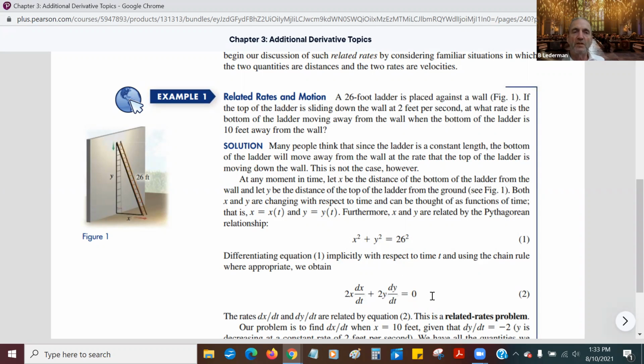I just made this big giant mess, but really it's not such a big giant mess, because we know x and we know y. They're giving us that. They're saying it's 10 feet away from the wall, which means x equals 10. And I can figure out y at that point with the Pythagorean theorem, because the ladder is always 26, that never changes. So 10 squared plus y squared equals 26 squared. I could easily find y. And we know how fast it's going down, so I know dy/dt. Since y is shrinking, it's not 2 but -2 feet per second.